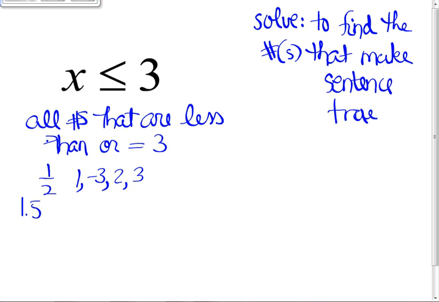If you don't pay attention, it's not easy. You're going to do it your way. Your way works 50% of the time, probably. So do it my way, and you'll get it right all the time. How many numbers are less than or equal to 3? Infinite. There's a whole bunch of numbers. Can't count them all. So what we're going to do is draw a line.